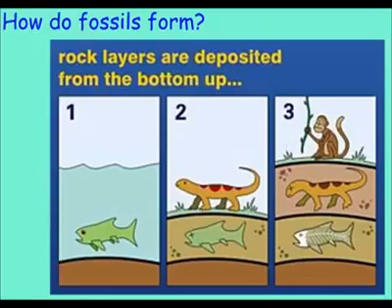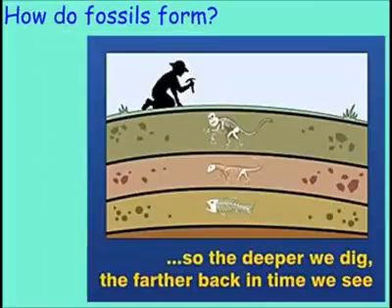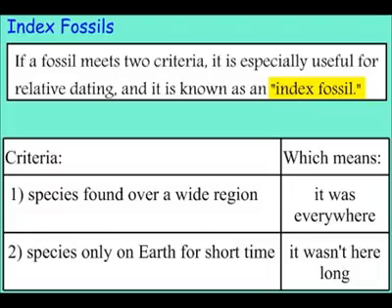Above that we have a primate. And so a person looking for fossils would find that the deeper that they dig, the further back in time that they would see. Here we see another illustration of how you might be digging deeper into the earth to go deeper back in time. So the most important kind of fossil is called an index fossil, and if it meets two criteria, it is especially useful for relative dating, and it's known as an index fossil.